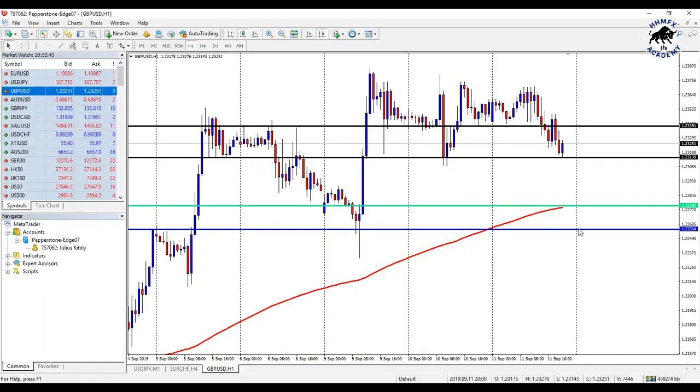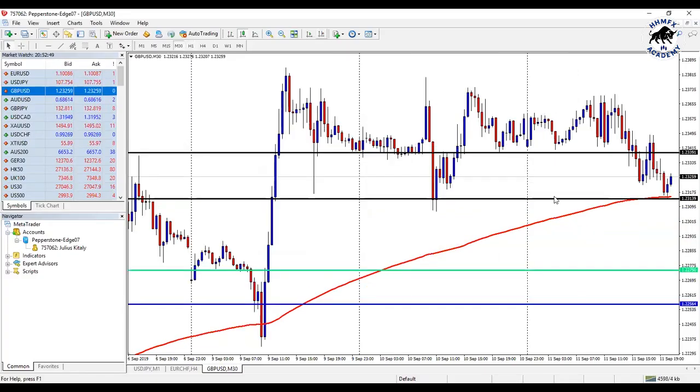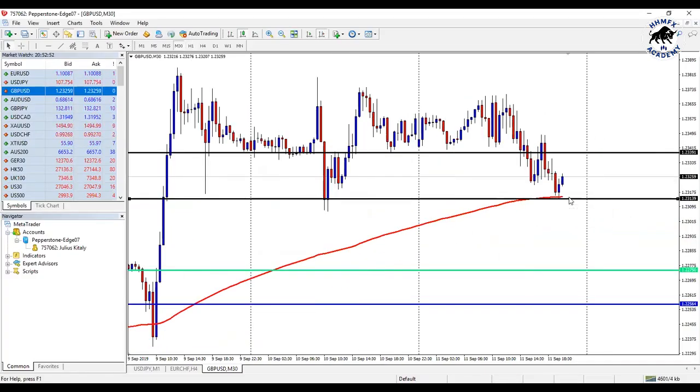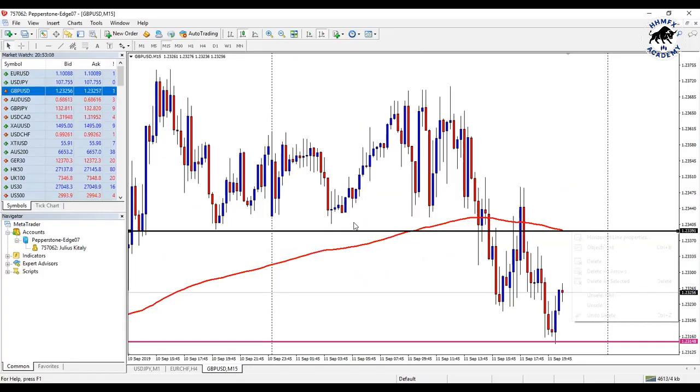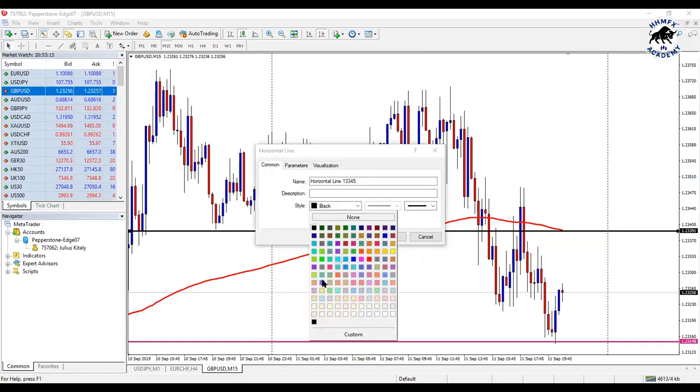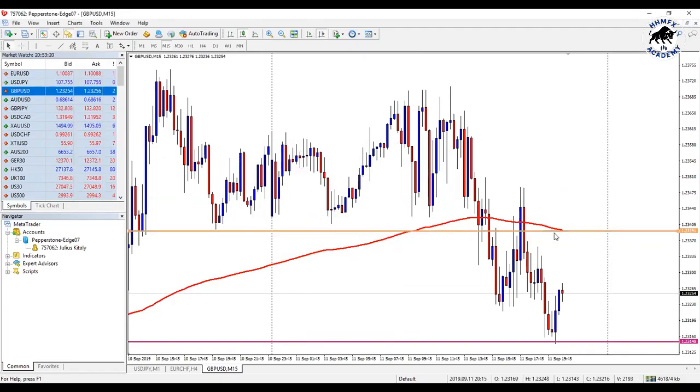So this is 4 hour, this is 1 hour, and the one we drew on 30 minutes was this one. So 30 minutes, change the color into this one. So if you see this color, you know this is 30 minutes. And the one we drew on 15 minutes, also change the color into this one. Maybe this one. Change the color just like that.